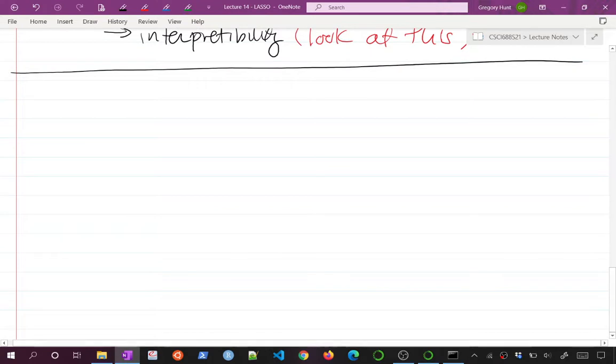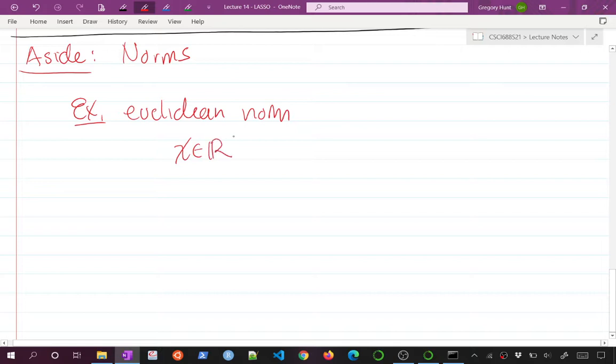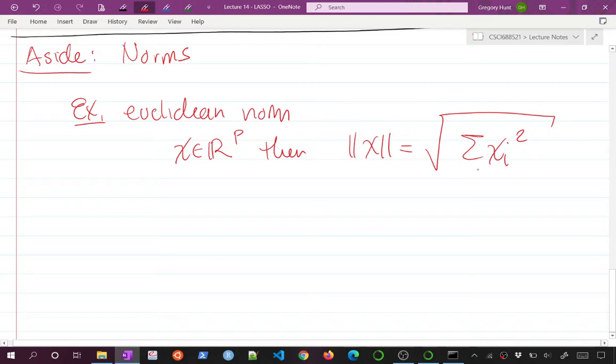And we're going to have an aside here, although we'll get back to the main point pretty quickly. The aside is going to be about norms. For vectors, we define a norm, right? The classic example is the Euclidean norm. So if x is some element of a p-dimensional space, then the norm of x is the square root of the sum of the elements, going 1 to p, squared, right?